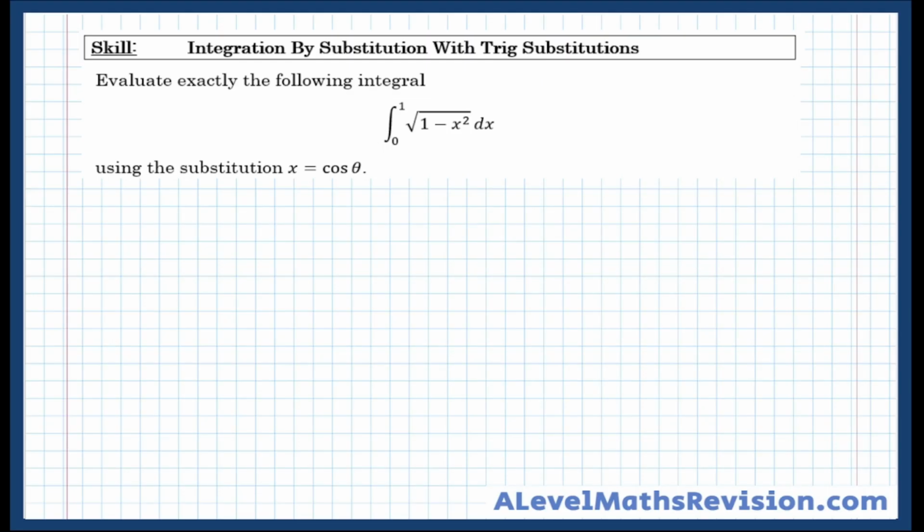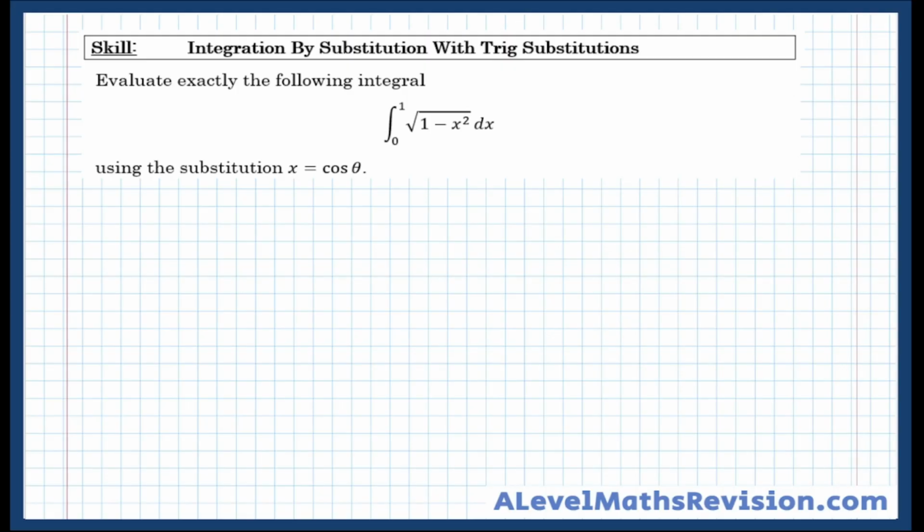using the substitution x equals cos theta. So the first thing to notice that's different about this type of question is that we're not letting u equal something anymore. We're going straight in and letting the variable in the integral equal something. So in a previous example, it would say let u equal, but this time it says let x equal cos theta. That's one thing that's different. So let's have a look at how to deal with that.